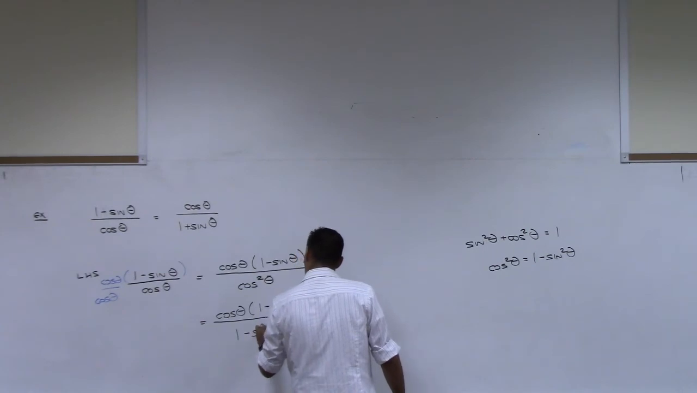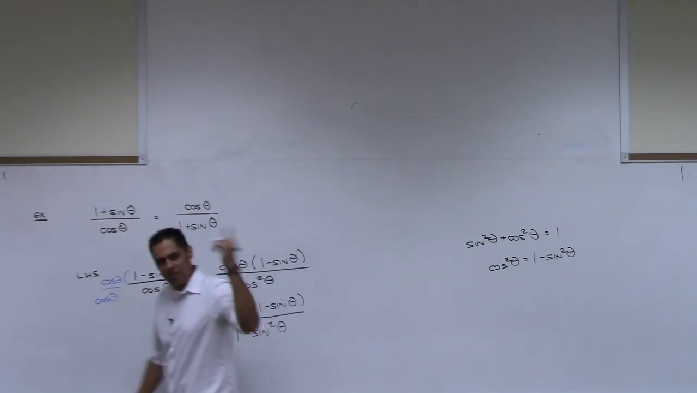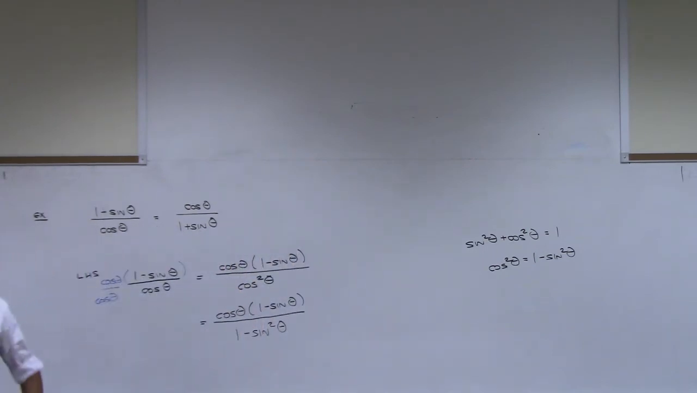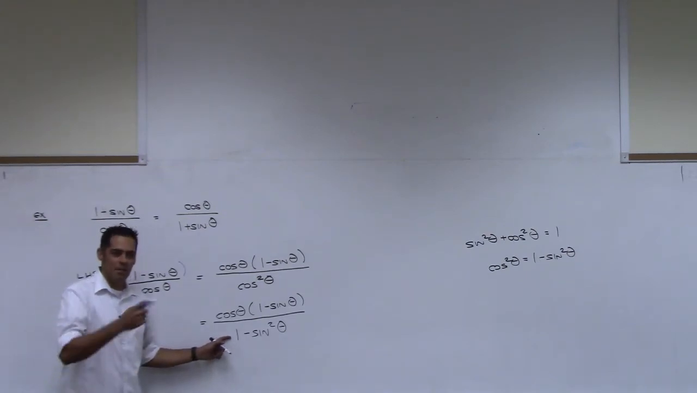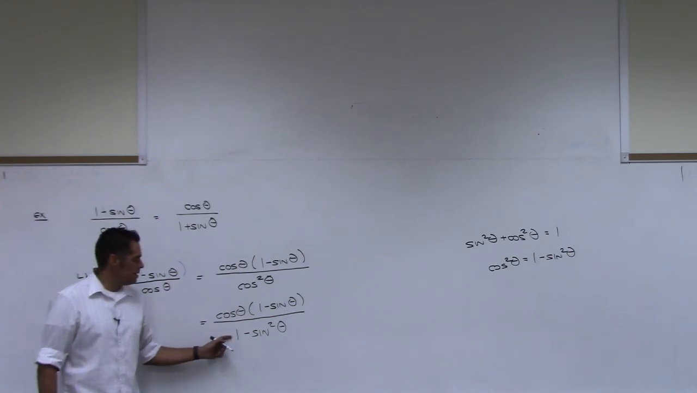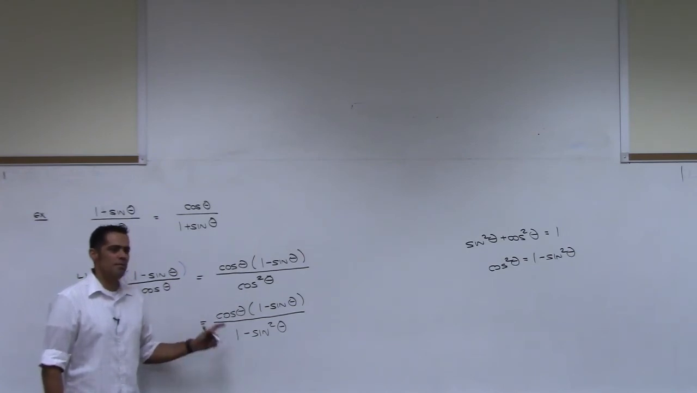It's not. Isn't that a difference of squares? That's a difference of squares. And because it's a difference of squares on the bottom now, I'll be able to cancel a factor. This is 1 plus sine theta times 1 minus sine theta.